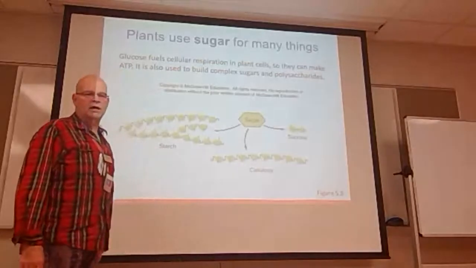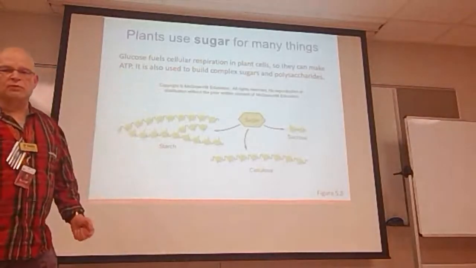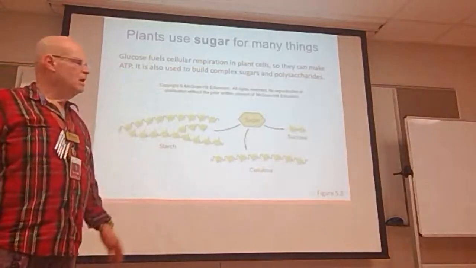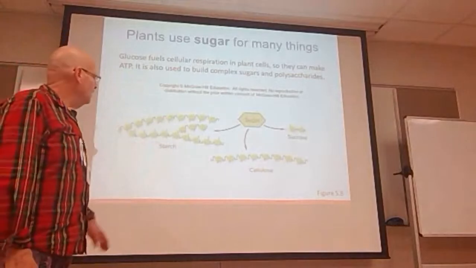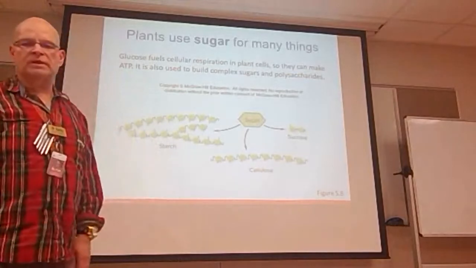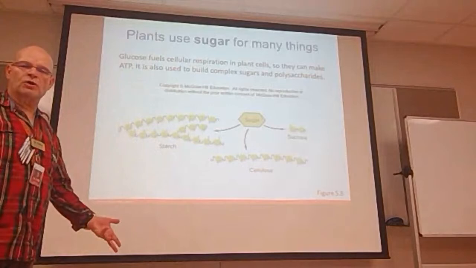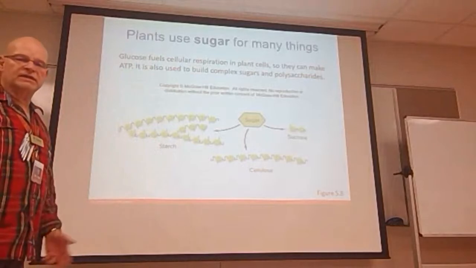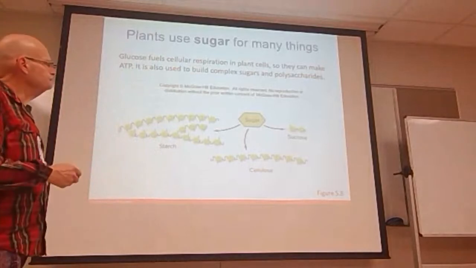Cellulose is going to be the component of the stems and the roots and the trunks of trees. Those are all primarily cellulose. Starch is a storage component. Potatoes, turnips, radishes, all of those things contain quite a lot of starch.